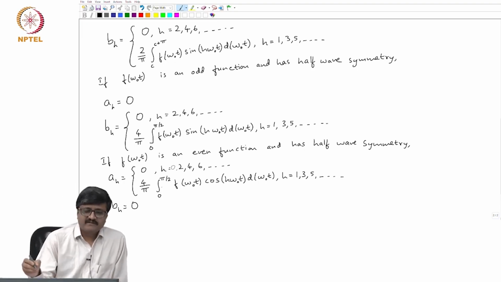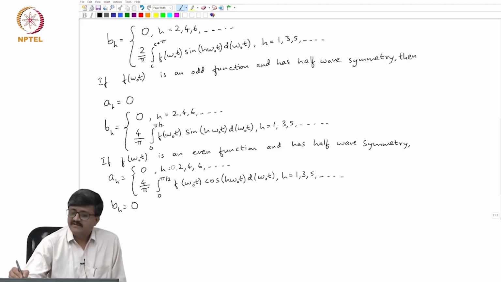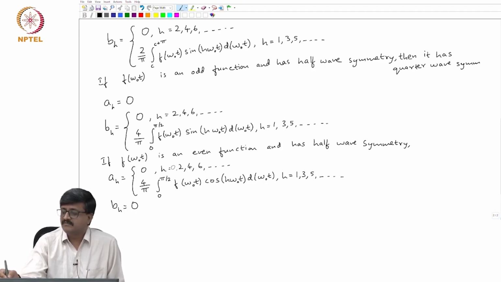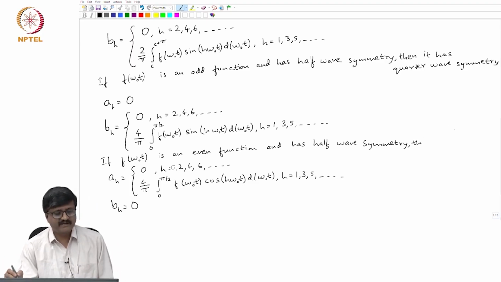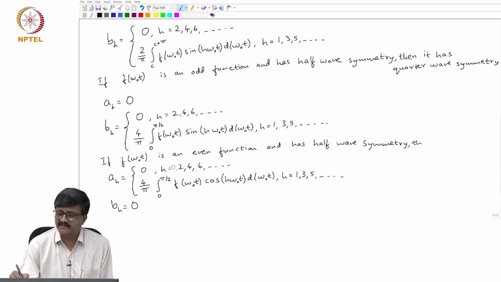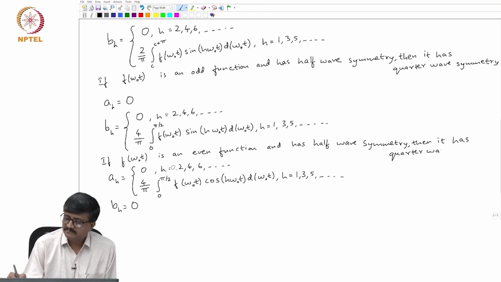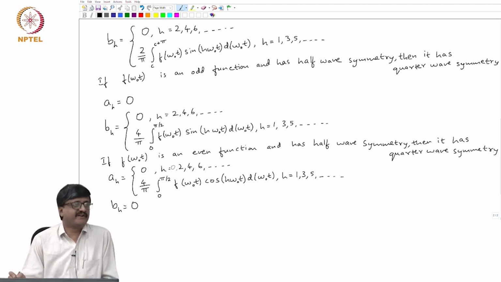So, we say that, I will just write it here itself, it has what is known as quarter wave symmetry. So, even in the other case, if f of omega o t is an even function and has half wave symmetry, then it is said to have quarter wave symmetry. But these are only two special cases of quarter wave symmetry.